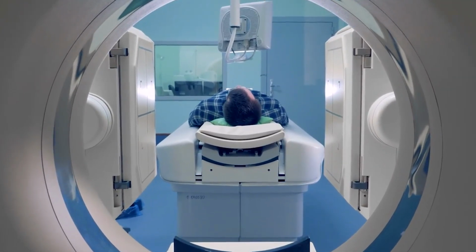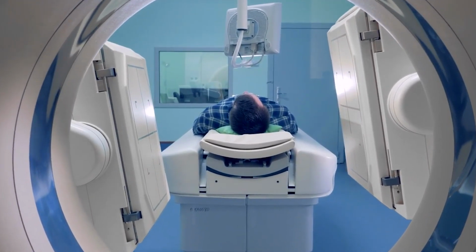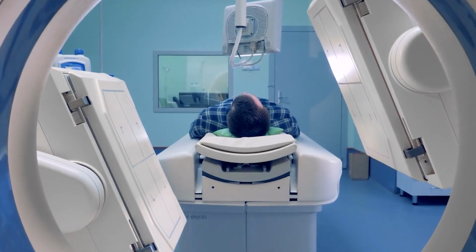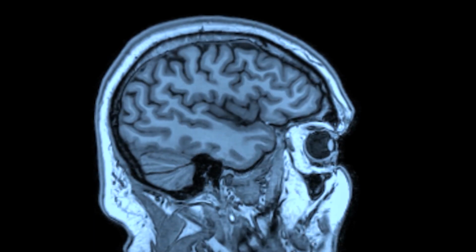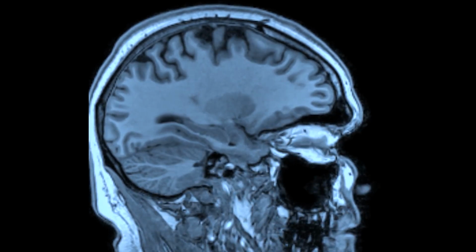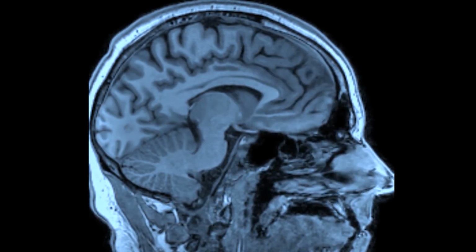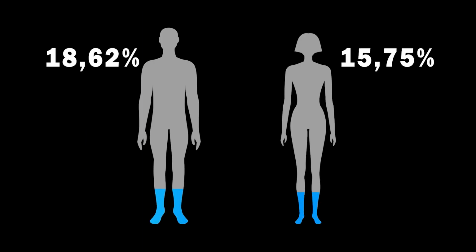MRI. Magnetic resonance imaging uses the spins of hydrogen and magnetic fields to create detailed images of the human body. But how does it do that? This technology works because water, which is abundant in our body, contains hydrogen atoms.